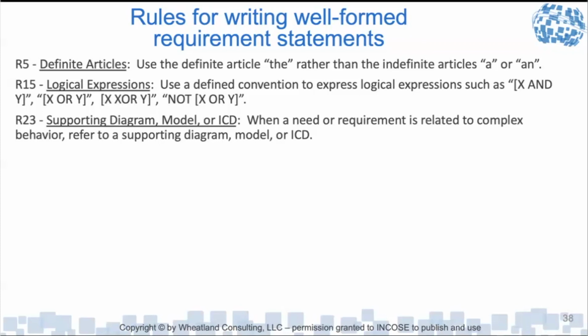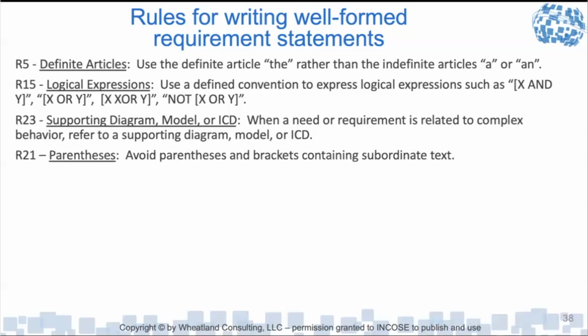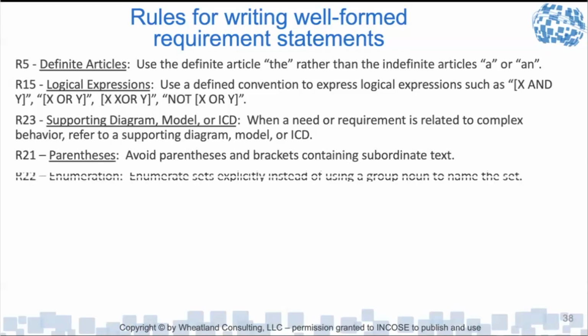And maybe there's a model, or even when we're referring to an ICD for one given requirement, there may be multiple things in the ICD that you need to know to implement that particular requirement. Parentheses, avoid parentheses, brackets containing subordinate text. I'll show an example of that. Enumerate sets explicitly instead of using a group noun to name the set, because each action has got to be done and verified separately. It could be allocated differently. Traceability could be different again.